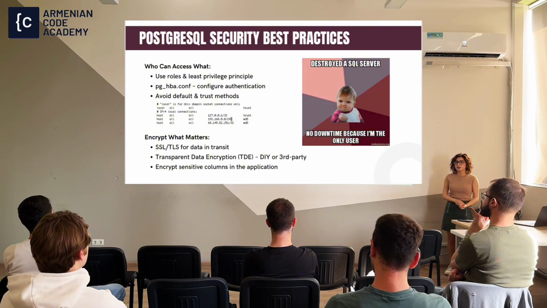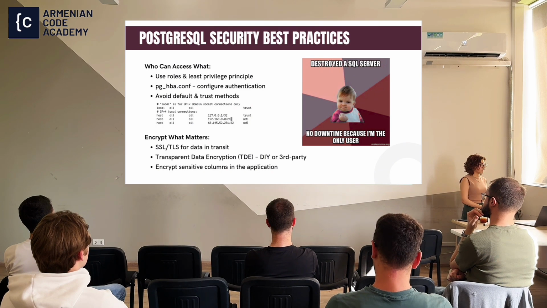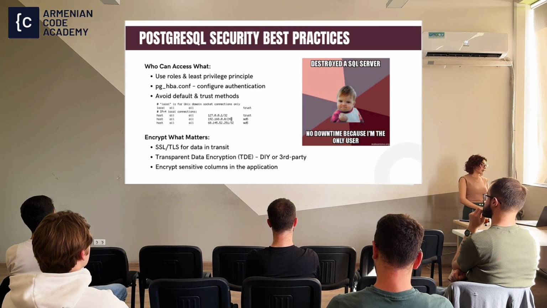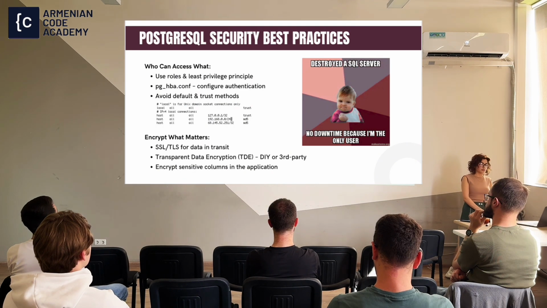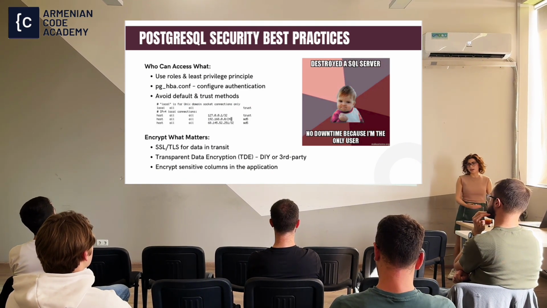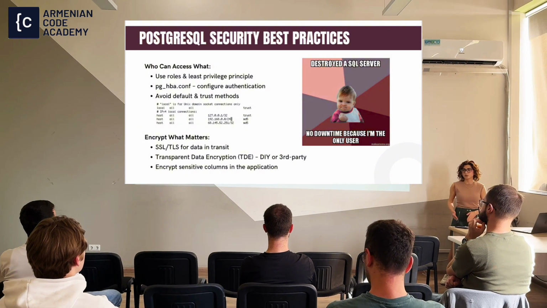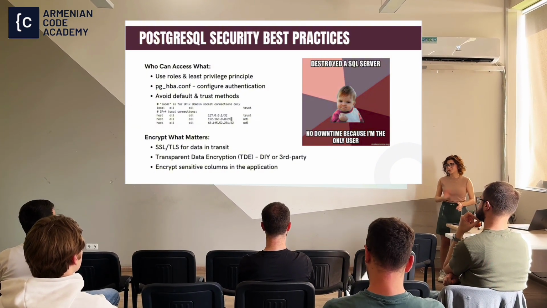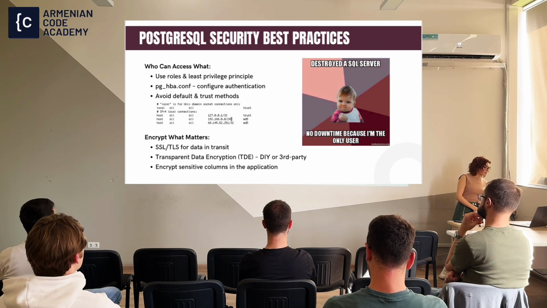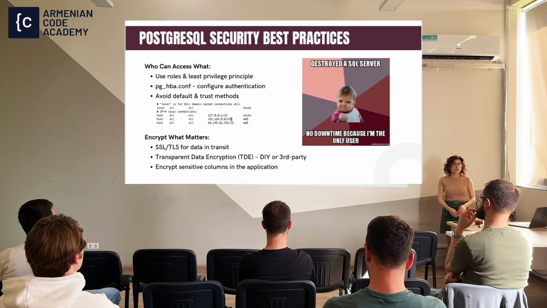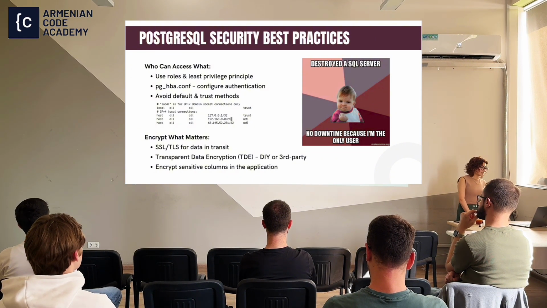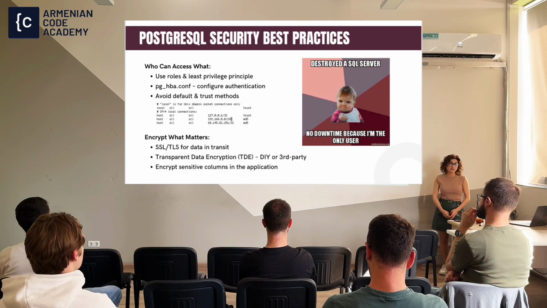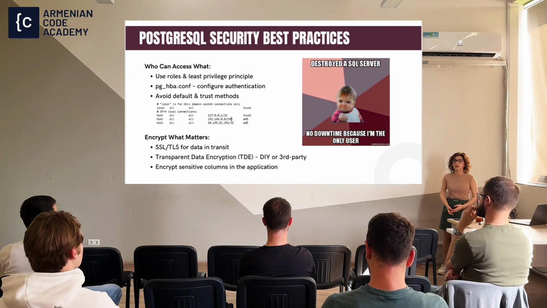Next, encryption matters because of using SSL and TLS. In these layers, the data is getting transmitted, and this is where hackers mostly try to get in the way. There are lots of encryption techniques, one of which is transparent encryption, but there are third parties as well. And it is very important to encrypt the sensitive columns in the application.